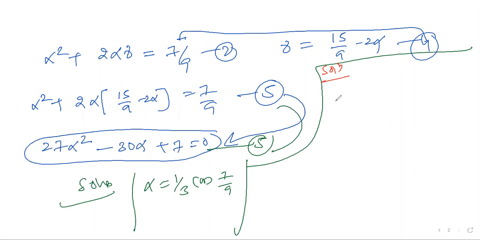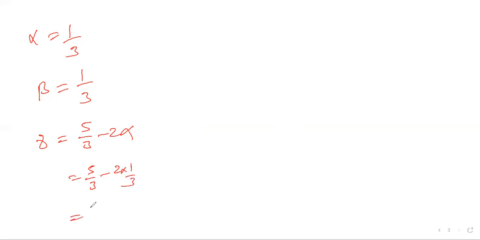Let us take case 1. Alpha is equal to 1 by 3. What about the value of beta? 1 by 3, because both are the same. What about gamma? Gamma is equal to 5 by 3 minus 2 alpha, so 5 by 3 minus 2 into 1 by 3. How much do you get? 5 by 3 minus 2 by 3 is 3 by 3. The answer is 1. So in case 1, we got 1 by 3, 1 by 3, 1.